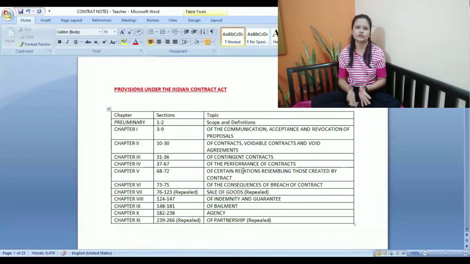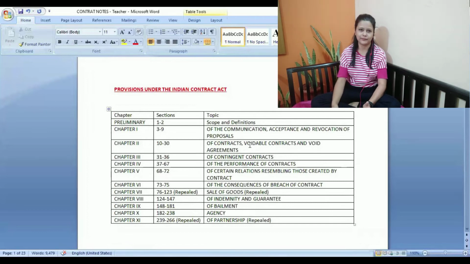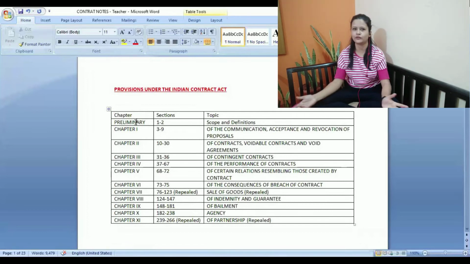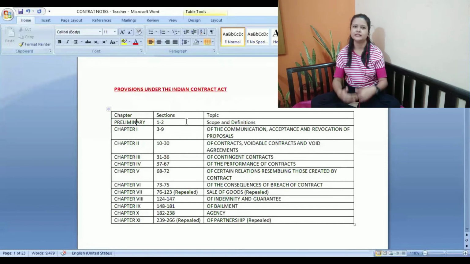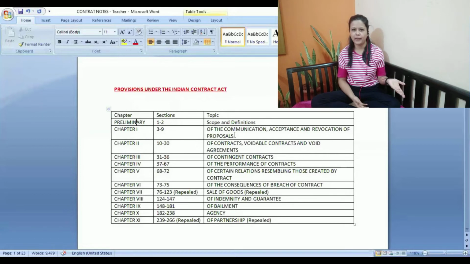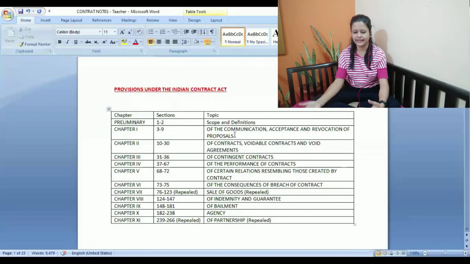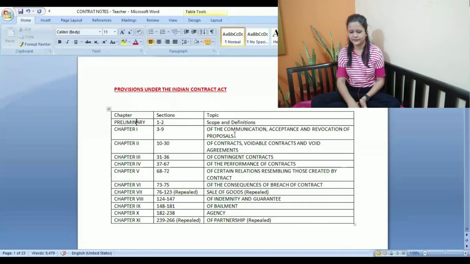Section 1 is regarding the scope of the Indian Contract Act, that is, what would be the jurisdiction of the Indian Contract Act and where it would be applicable. So basically, the Indian Contract Act would be applicable to the whole of India. Earlier, it was not applicable to the state of Jammu and Kashmir, but after the amendment, now it is applicable to the state of Jammu and Kashmir as well. So that means it is applicable to whole of India. And the second section is Section 2, that gives us definitions of certain terms used under the Indian Contract Act.